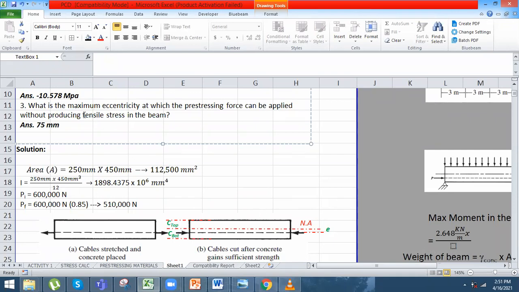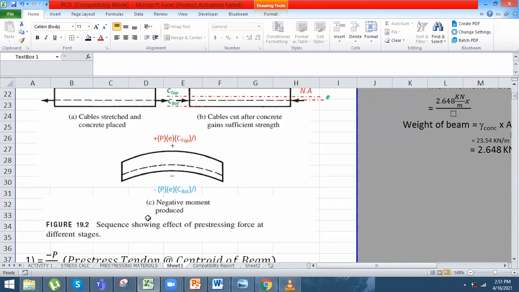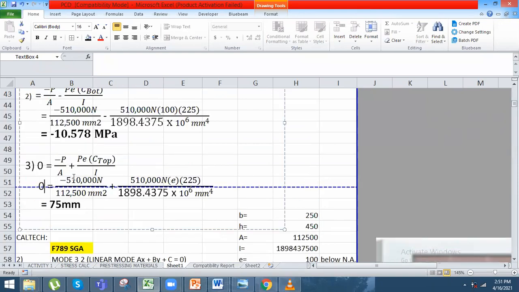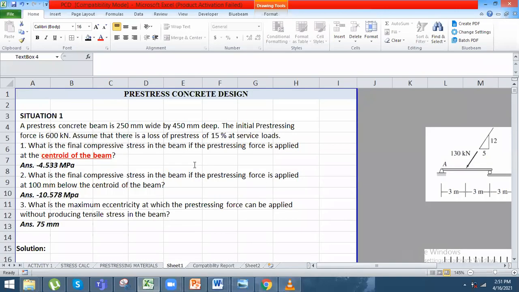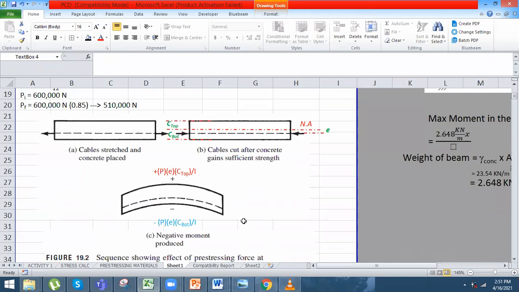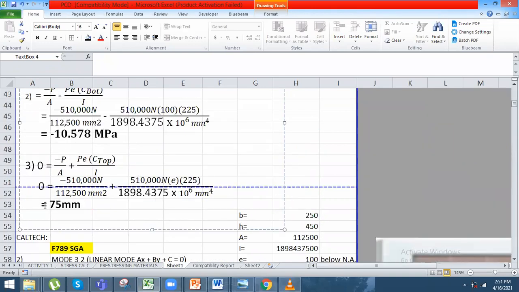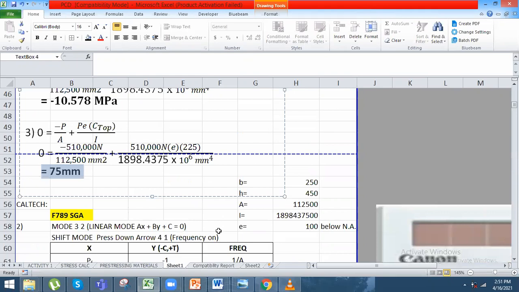Okay? So since dito sinabi niya, what is the maximum eccentricity to produce a zero tensile stress in the beam. So ang gagawin lang natin dyan is 0 equals negative P over A plus P e C-top over I. Bakit walang moment, sir? Kasi sabi niya dito sa problem, hindi naman niya pinakonsider yung moment. Okay, so we would generate na, yan, that is 75 mm.